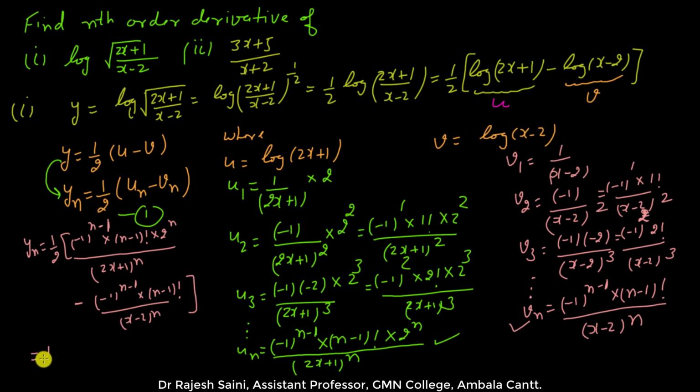So what it will be? It will be 1 by 2. Take the common, minus 1 raised to the power n minus 1 will be common, n minus 1 factorial will be common. So here I am going to write minus 1 raised to the power n minus 1 factorial, and inside braces we are left with 2 raised to the power n divided by 2x plus 1 raised to the power n, minus 1 by x minus 2 raised to the power n, and close the parenthesis. So this is the required nth order derivative of the given function log square root 2x plus 1 divided by x minus 2.